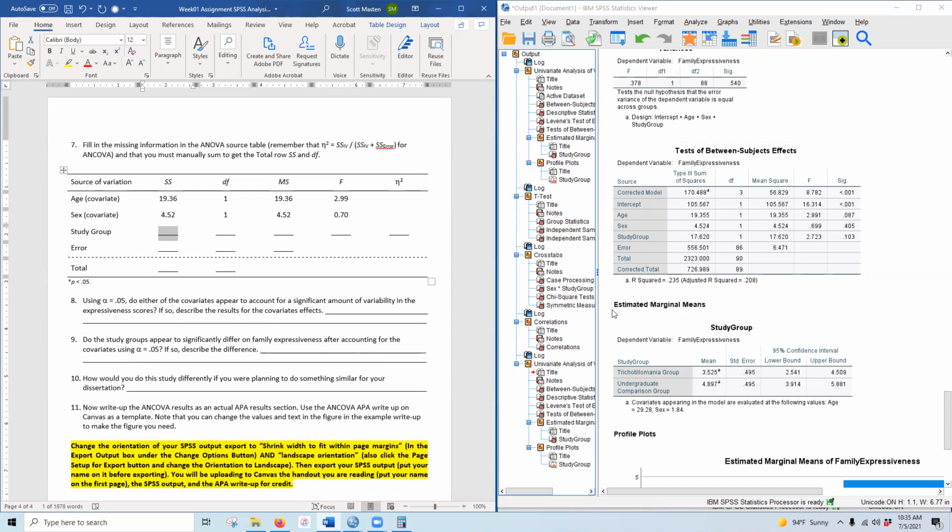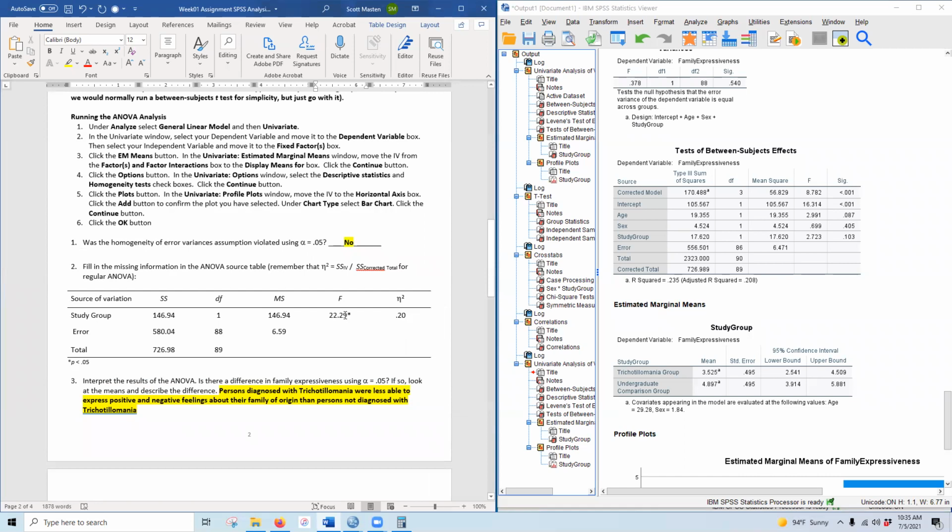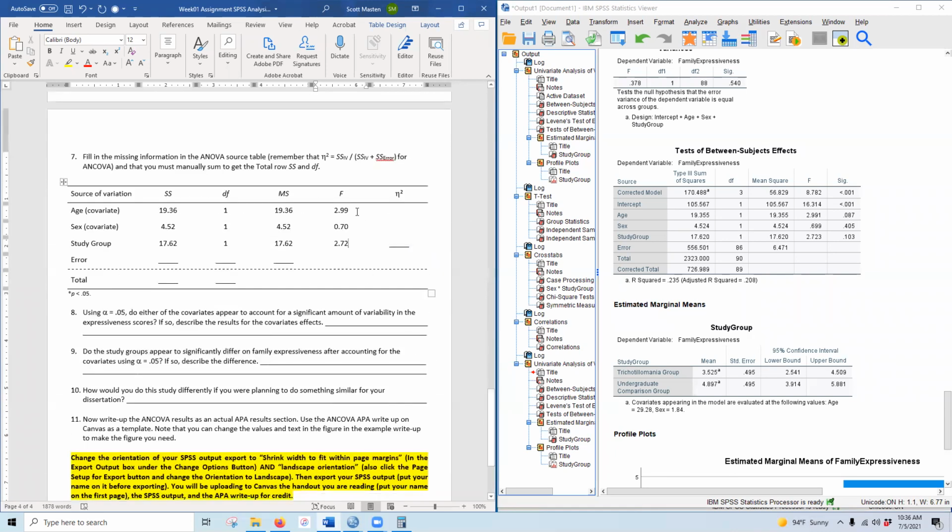How about study group? Sum of squares is 17.62, degrees of freedom is still 1, and the mean square is still 17.62. F for that is 2.72. Is it significant? No, it's not. Wait a minute, it was before. Here it was statistically significant. We threw in two potential confounders, right? And now we have a non-significant difference. The groups no longer differ on family expressiveness. Crazy. I'll explain what this all means in a sec, because this is like real life.